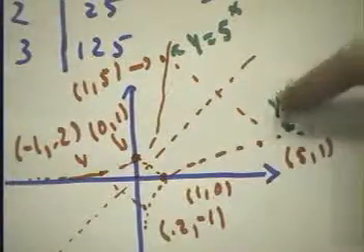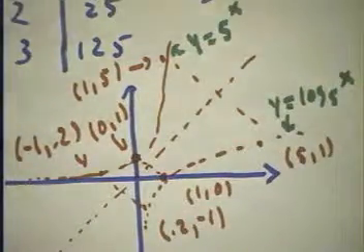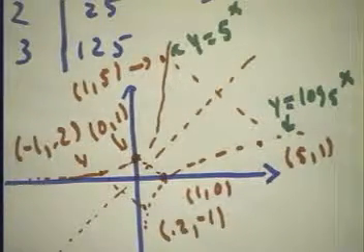And this is a graph of y equals 5 to the x. This is a graph of y equals log to the base 5 of x. Inverse functions, inverse function graphs.